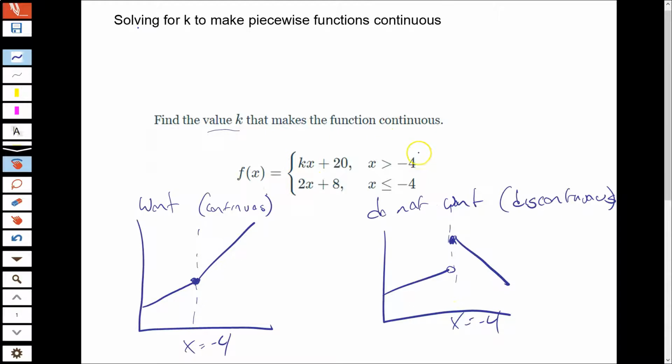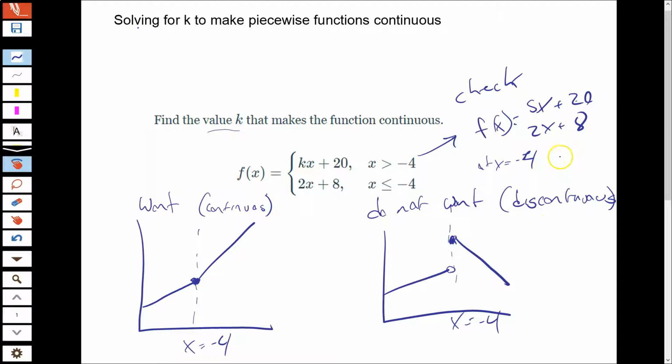I can even check if I want. My function would then become f of x equals 5x plus 20, and then 2x plus 8. At x equals -4, I get -20 plus 20 is 0, so this piece becomes 0. And then I get -8 plus 8, which is also 0. So those two pieces are equal, and that gives me the situation where my two line segments meet up.